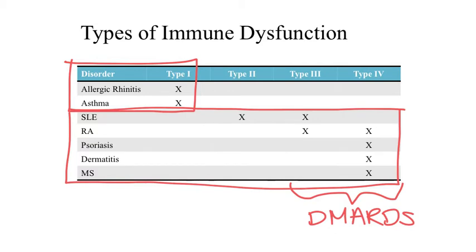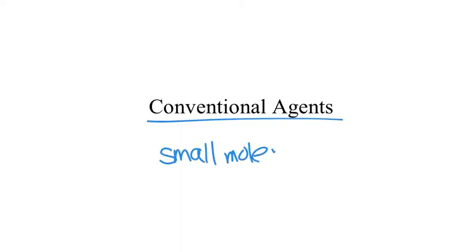And therefore, what you can expect from the mechanisms of action of all of these drugs is that they reduce the types of responses occurring in either a type 3 or a type 4 hypersensitivity reaction. This first video will focus on what are known as the conventional DMARDs, or the conventional agents. These are all essentially small molecule drugs that are used in the treatment of rheumatoid arthritis. The second video in this series will focus on the biologic DMARDs, which are primarily TNF-alpha inhibitors, but also include other biologic agents as well.